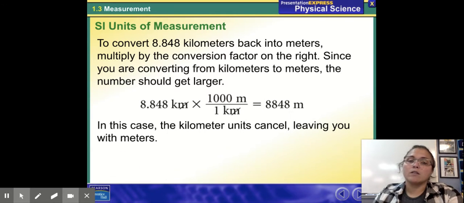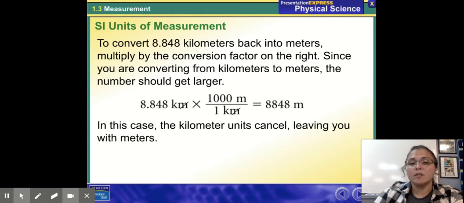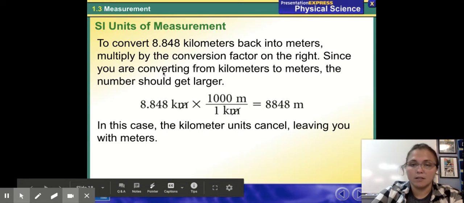To convert 8.848 kilometers back into meters, we would use the opposite conversion factor. And here's an example of that.